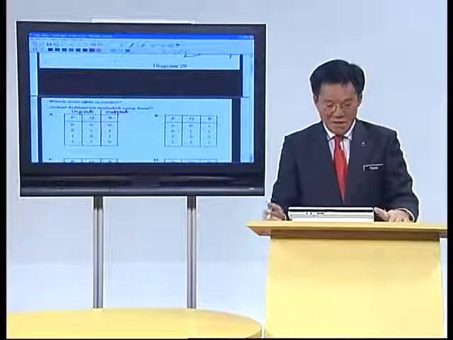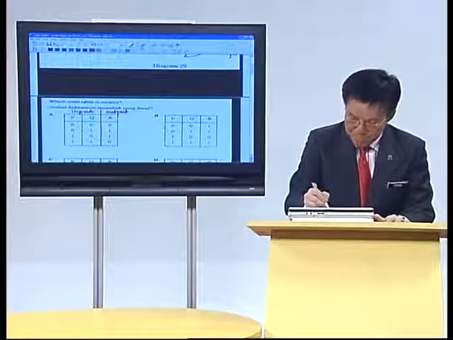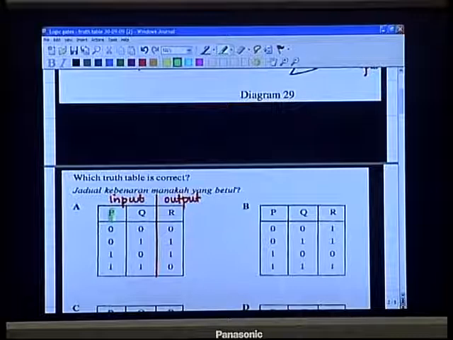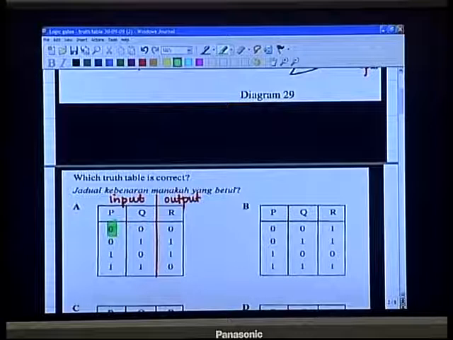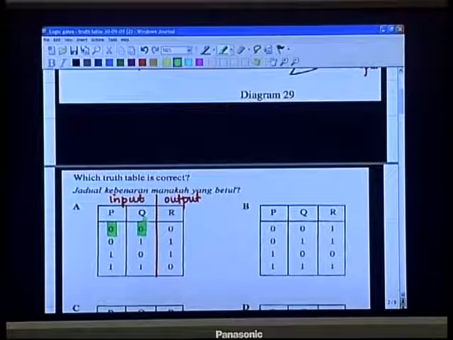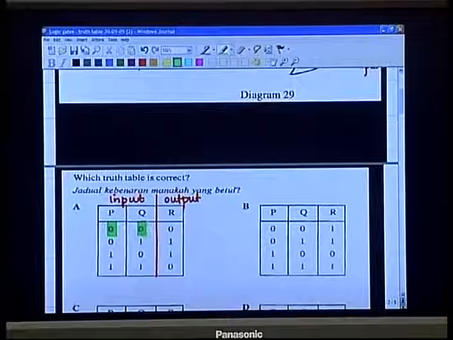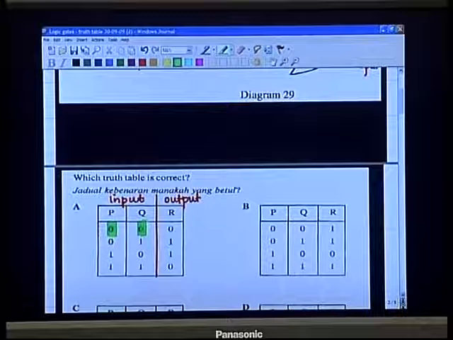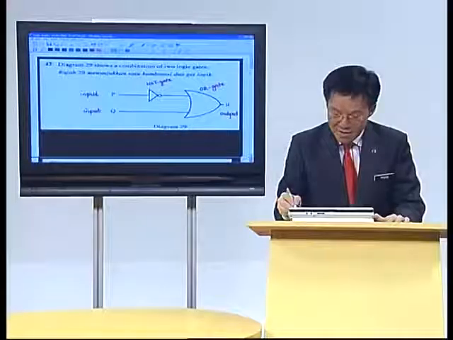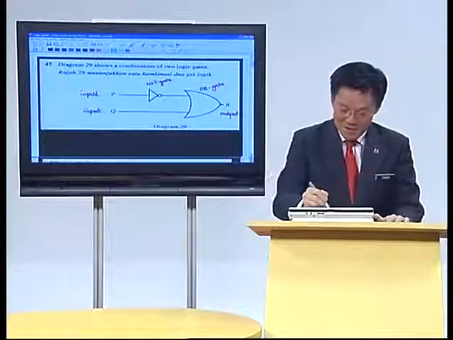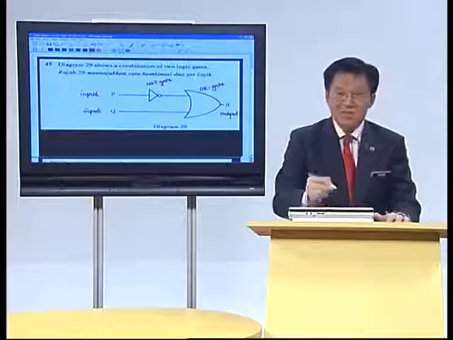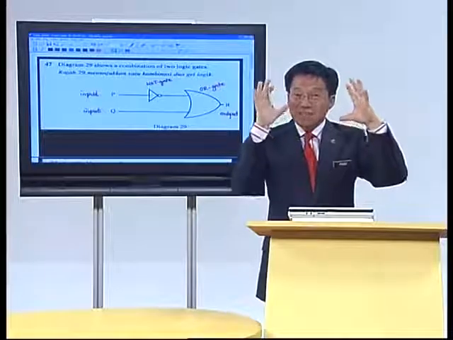Now, look at this. Input P is 0, and input Q is also 0. So it starts with 0, 0. I repeat, input P 0, input Q 0. So what do I do here? Now I'm going to use the same color. The reason is that by using the same color, you will not be confused. You will understand it much better.